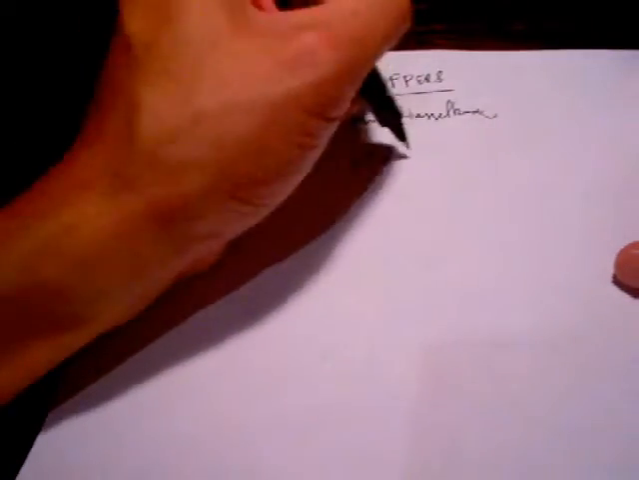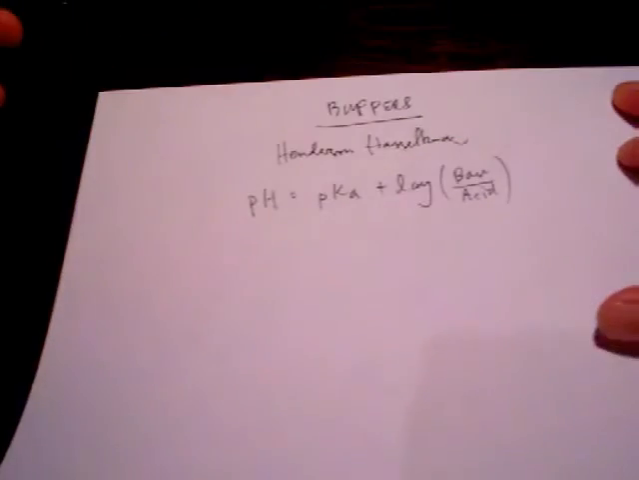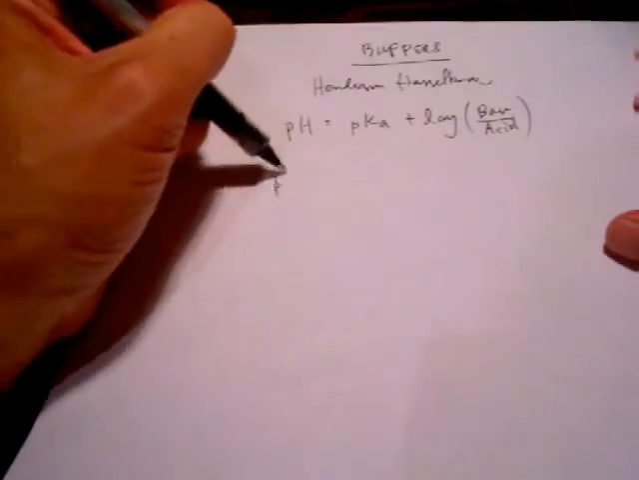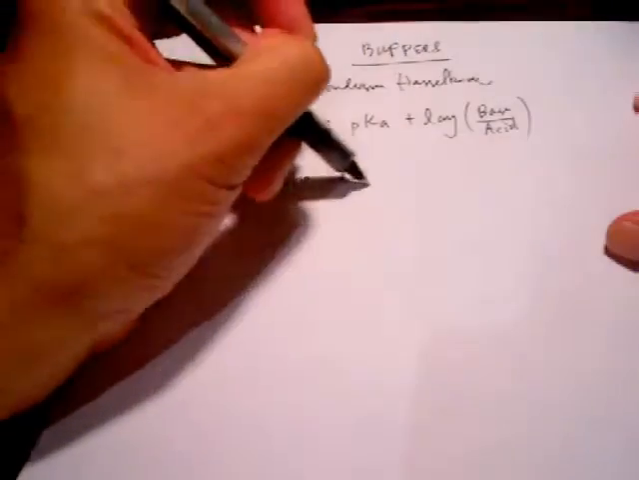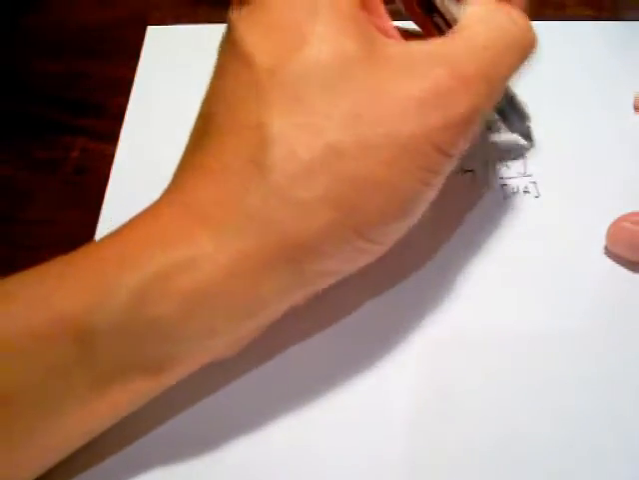pH equals pKa plus log of the conjugate base over its acid. If you want to look at it more closely, it's pH equals negative log of Ka plus log of the A minus and HA concentrations. Alright, now that you know that, we're going to go through a problem.